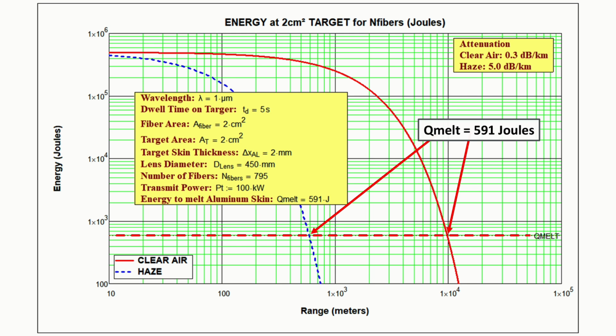This figure shows the delivered energy versus the energy required to melt the target spot, Q melt. Note that 2 different atmospheric attenuations are shown, clear air and haze. For clear air, the maximum range to Q melt is approximately 10 kilometers. For haze, it is reduced to approximately 600 meters. Heavy haze and fog reduce it to essentially non-useful ranges.